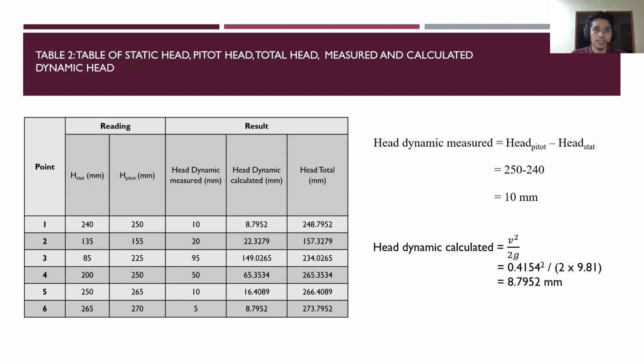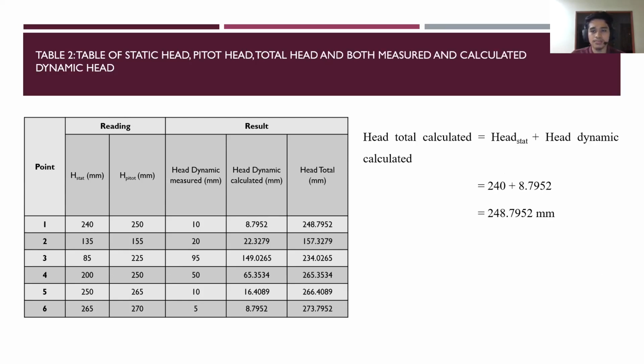Table 2 shows the static head, pitot head, total head, and the measured and calculated dynamic head. The measured dynamic head we can calculate by using the pitot head minus the static head: 250 minus 240, 10 millimeter. The calculated dynamic head uses the formula velocity squared divided by 2g, where g is the gravitational acceleration: 0.4154 squared divided by 2 times 9.81. The answer is 8.7952 millimeter.